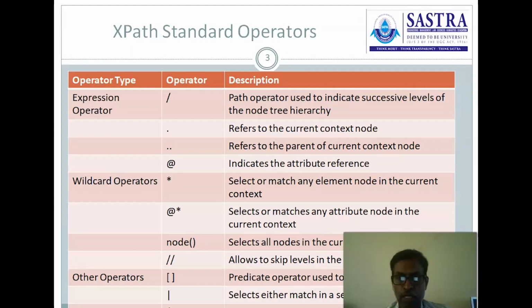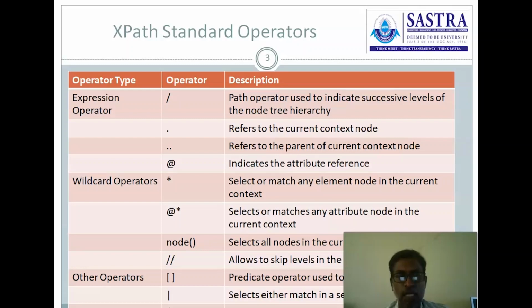And double dot refers to the parent of the current context node. If you are in the third level and you use double dot, it means you are referring to the second level content. That will be represented using double dot.